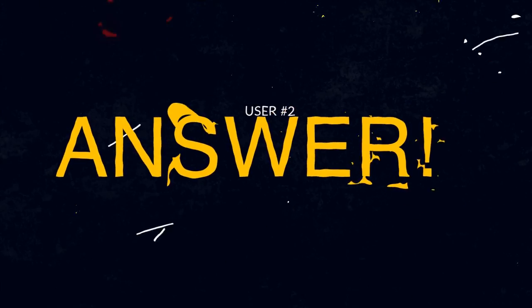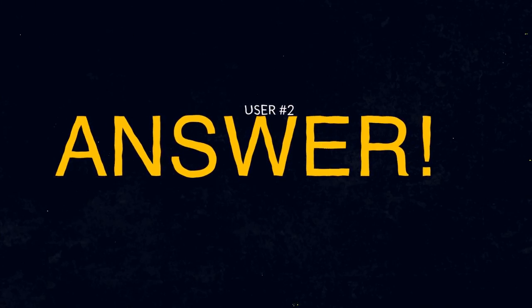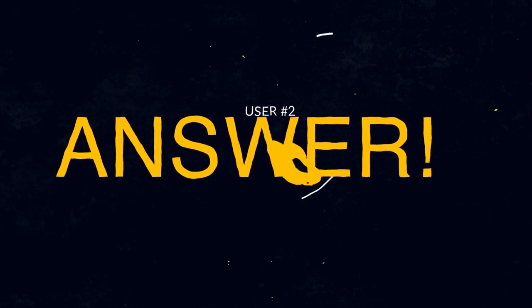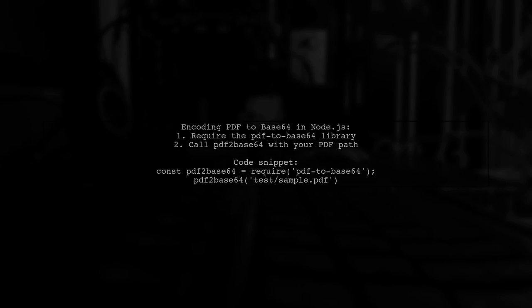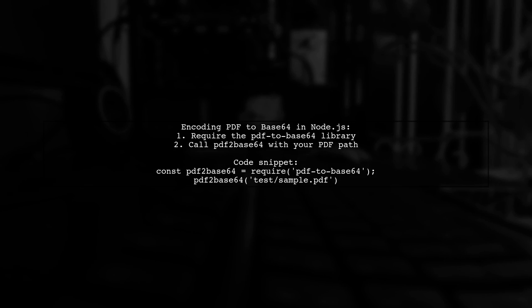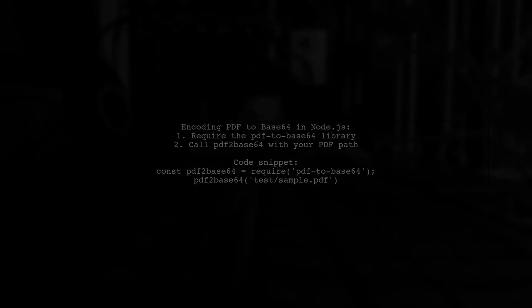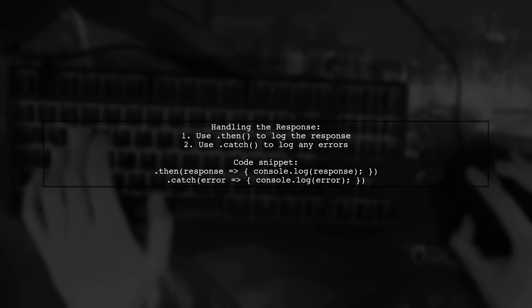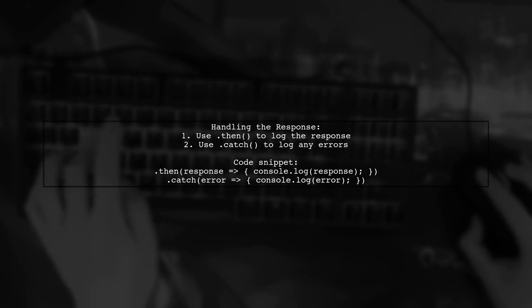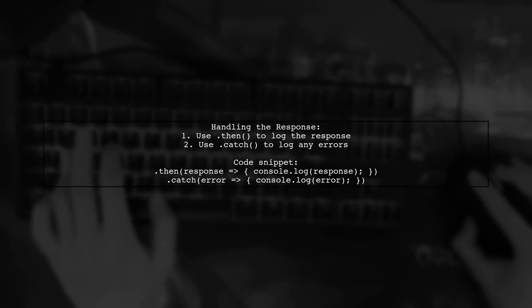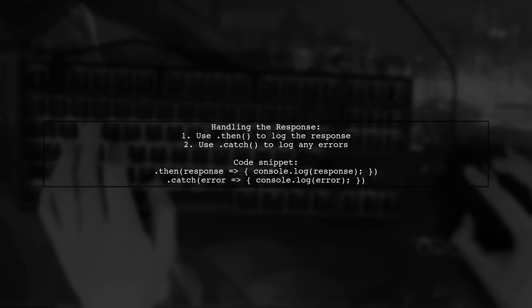Let's now look at another user-suggested answer. To encode PDF binary data to Base64 in Node.js, you can use the pdf-to-base64 library. First, require the library, then call the pdf-to-base64 function with the path to your PDF file. Handle the response with a promise. If successful, log the Base64 response. If there's an error, catch it and log the error message.